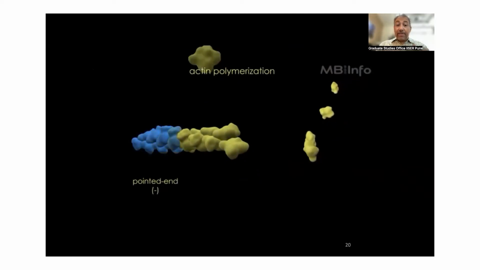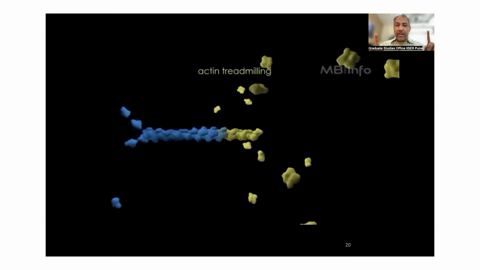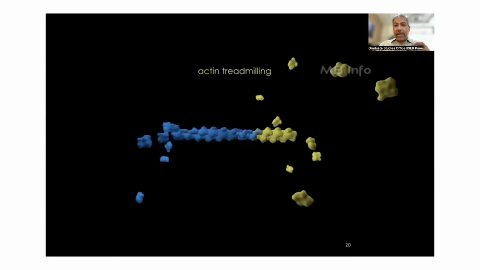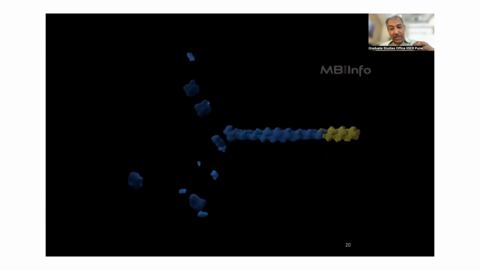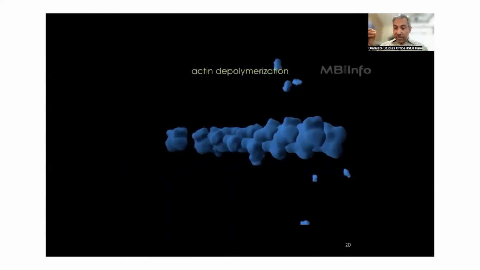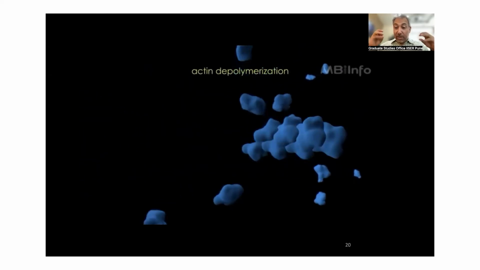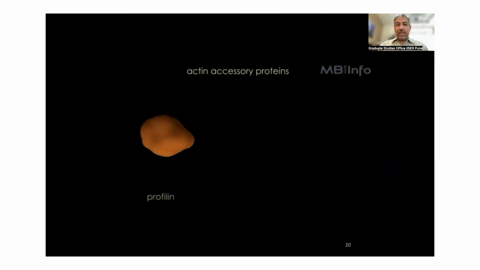And then there is hydrolysis. So you can see the ATP bound actin getting converted to ADP, and then the ADP strand starts disassembling, and there are proteins that are required for both parts of the process. So there is polymerization and depolymerization, both happening in the same strand, and the rate at which both happen is going to determine the length of the strand, for example.